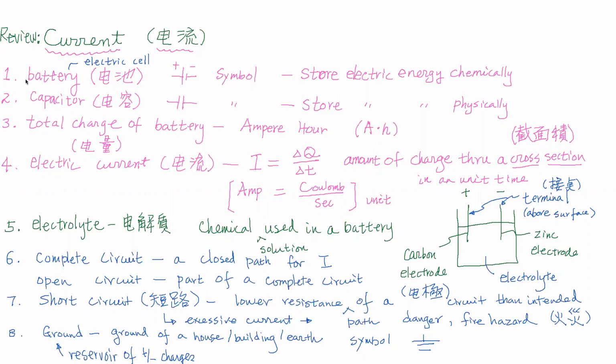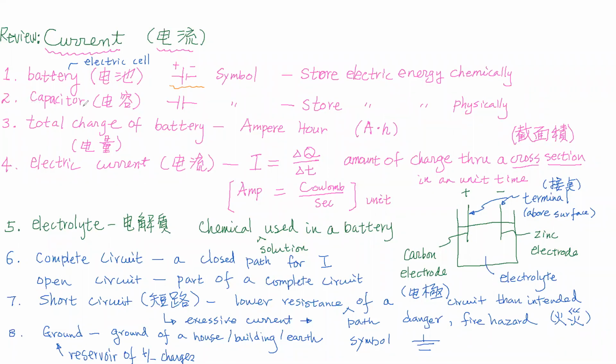So, number one, battery. The symbol looks like this: one long, one short, plus, minus. This side is plus, that side is minus. It's a device to convert chemical energy into electric energy. Or you can say it's a device to store electric energy chemically.